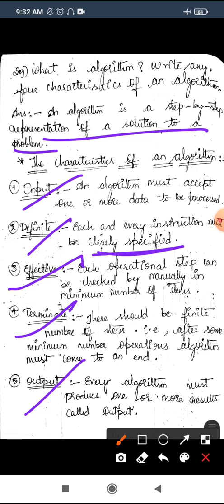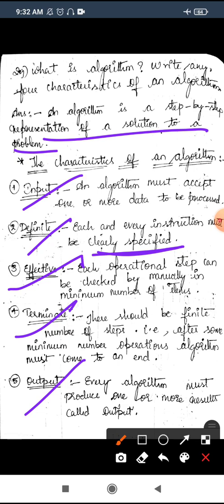Okay, so next is effective. Each operational step can be checked manually in a minimum number of steps. So effective means the algorithm's operation steps can be checked with a minimum number of steps. So algorithms must always be effective. In the sense you can check the algorithm manually with a minimum number of operations.